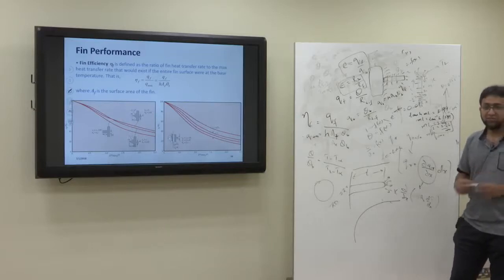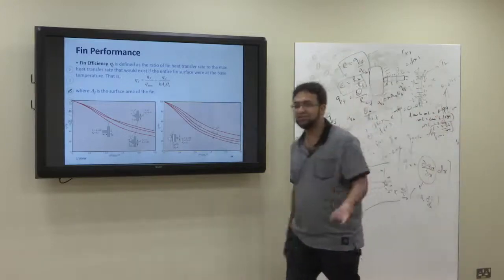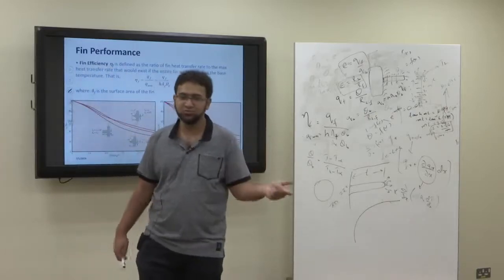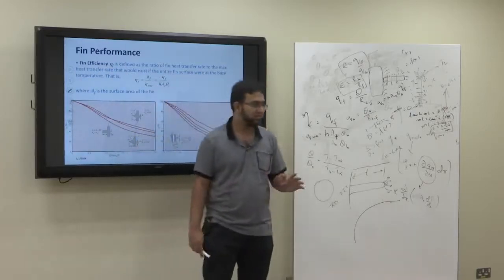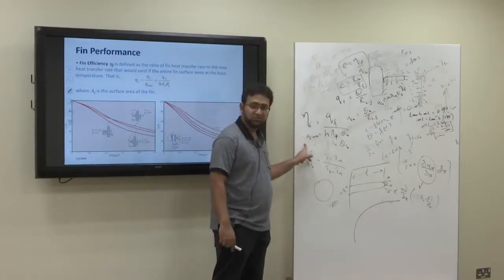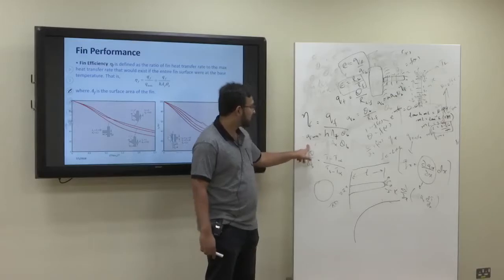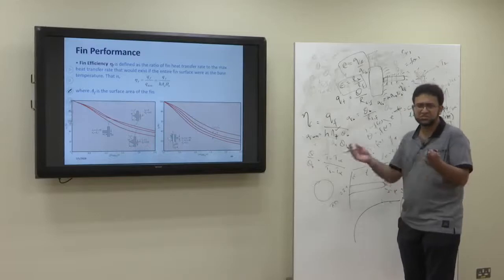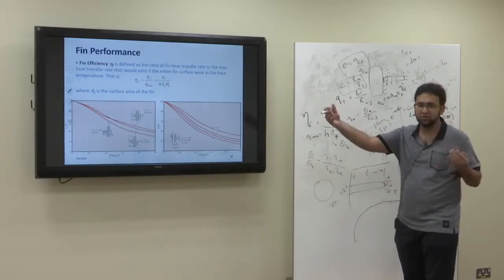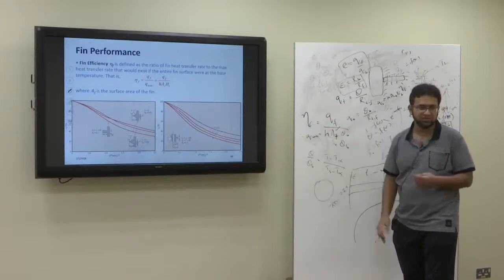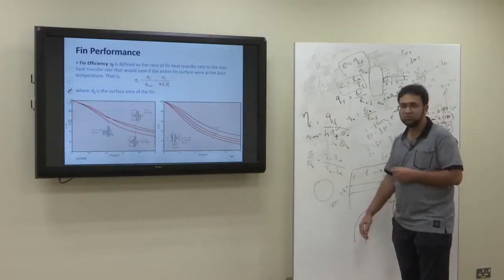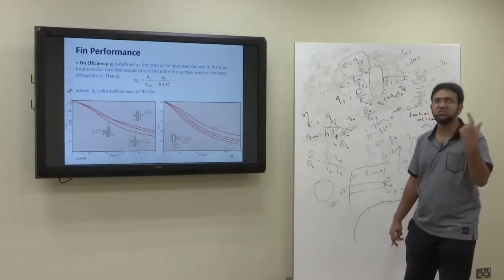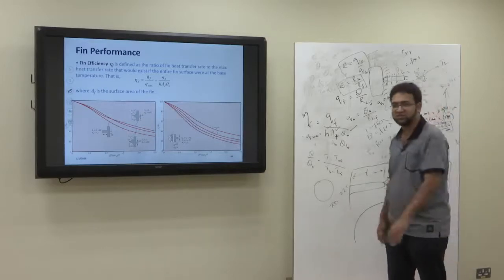Fin efficiency must be less than 100%, must be less than 1. Fin effectiveness must be greater than 2. Okay, so that's QF upon Q max. Now Q max uses the surface area of the fin, which is easily measurable. You can measure how long the fin is and find out the surface area of the fin. h is normally known, or we can find out h. Theta B is also known, because theta B means TB minus T infinity. TB is fixed, T infinity is also fixed.